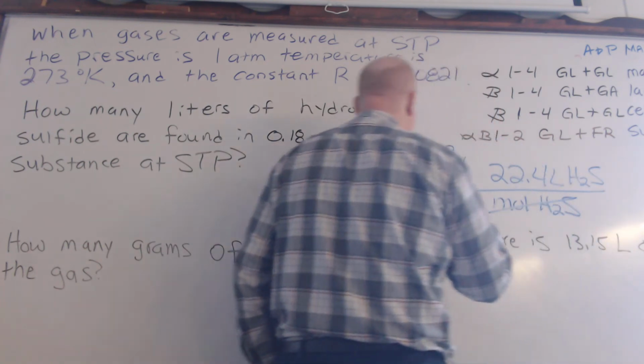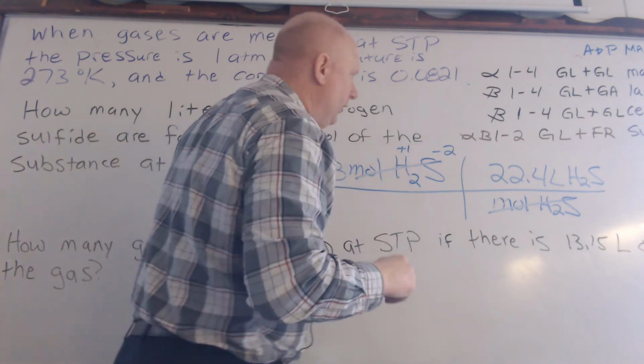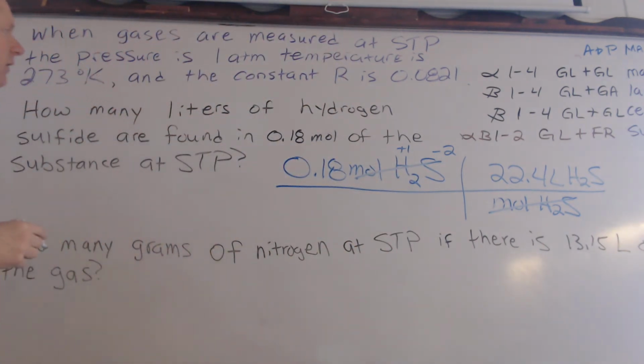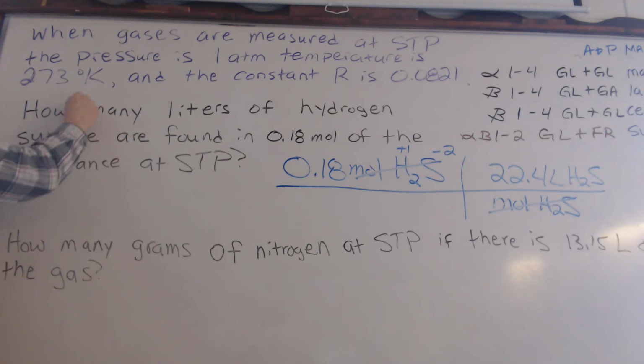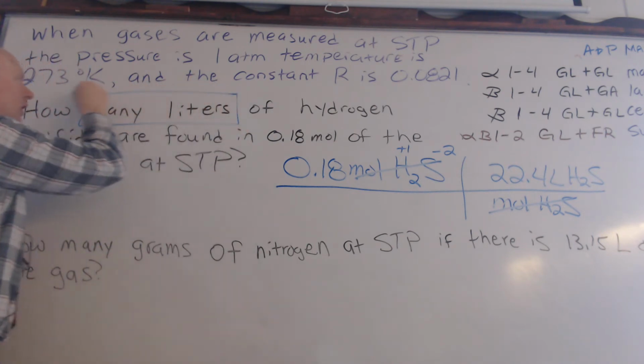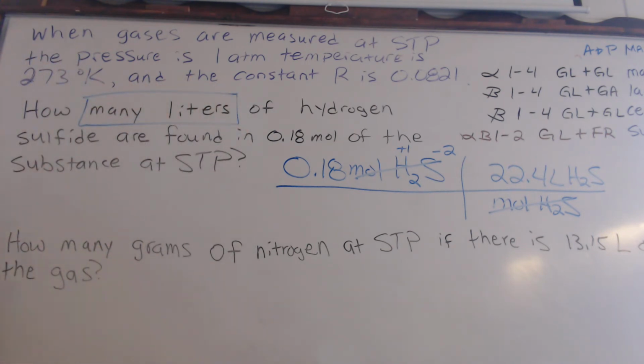So these have canceled then. You're in liters of H2S, and what are we asking for? You're asking for liters. Two-step problem, you're done. Okay. So you take 0.18 times 22.4, and then that would give you your volume then. Okay.